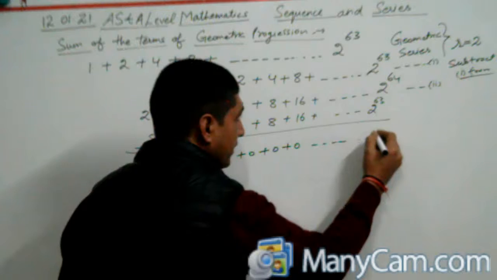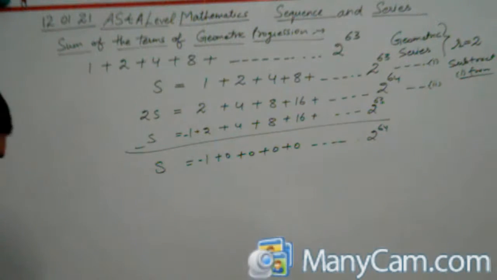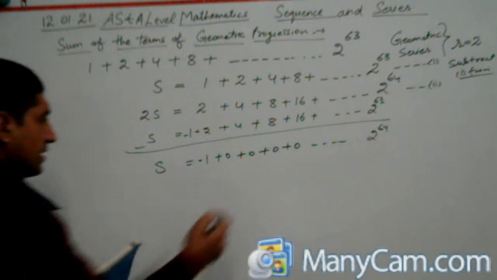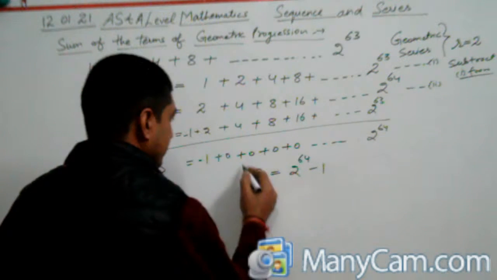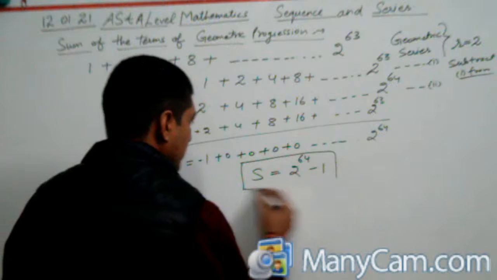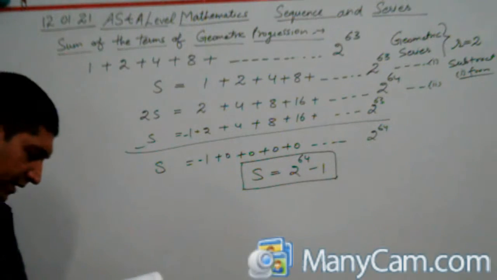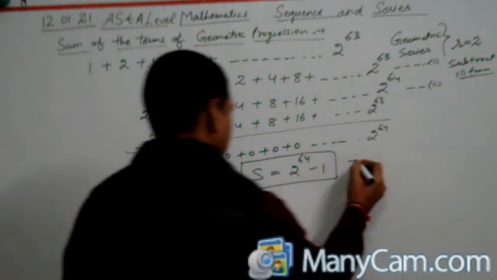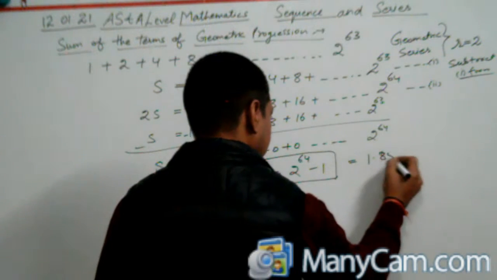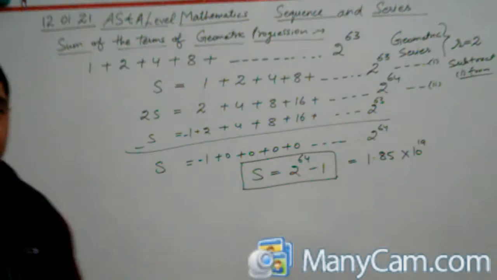And we have left here 2 raised to power 64. So we can write here that the sum is 2 raised to power 64 minus 1, and its approximate value is 1.85 into 10 raised to power 19. This is the approximate value of this one.